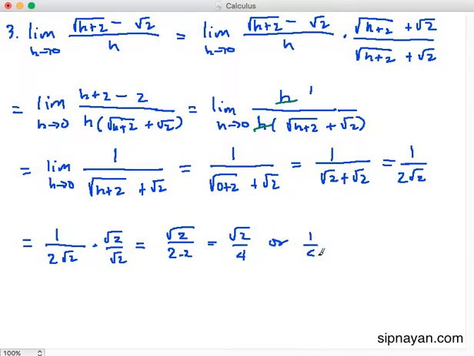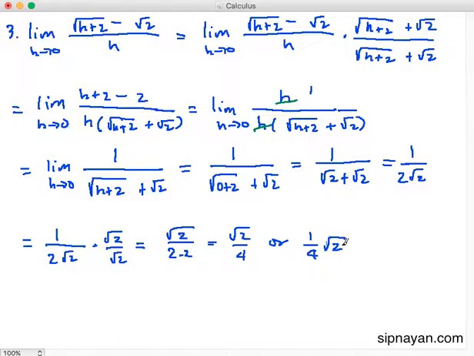Or, 1/4 square root of 2. Pwede na ito, no? Square root of 2 over 4 is correct already. Another form is 1/4 times square root of 2. So basically, ganyan lang yung idea, no? I think we have enough examples for the conjugate method.